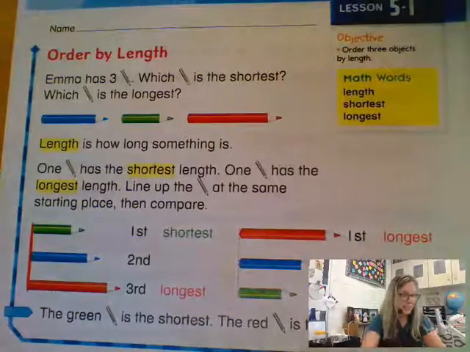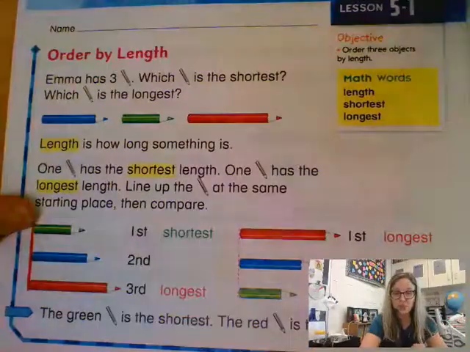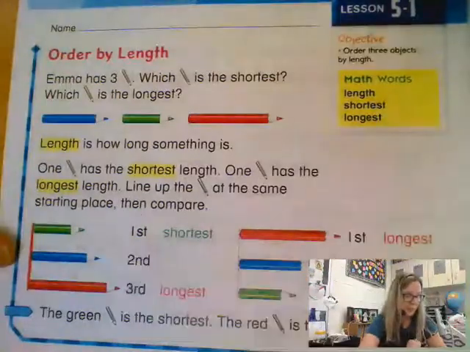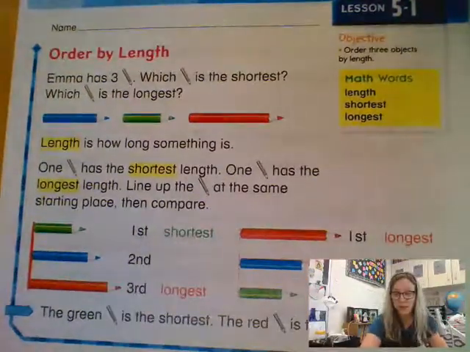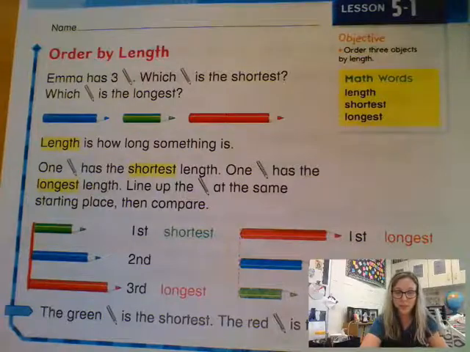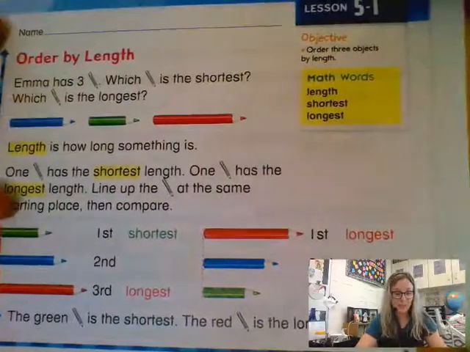So we can see here that this green one is definitely the shortest. The blue one then would be second, and the third one would be the longest one there, the red one. So green is the shortest and red is the longest.